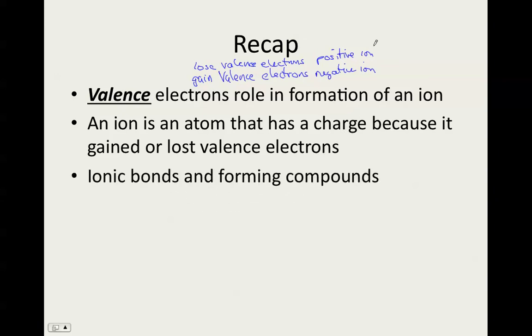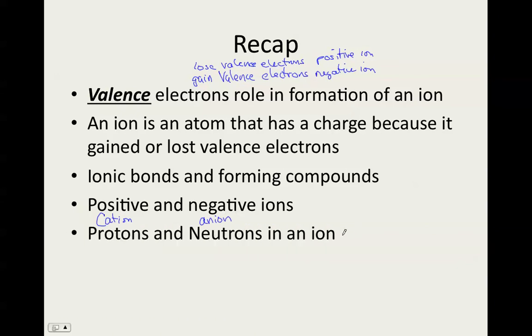This is how ionic bonds and ionic compounds are formed. When one atom loses an electron to another atom, it ends up with a charge opposite to the atom it's losing it to, and they end up forming a compound with one another. You have positive and negative ions. A positive ion, like we said, is something that loses an electron, and it's called a cation. And a negative ion is an atom that gains an electron.